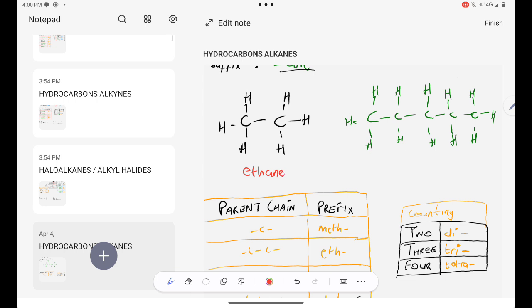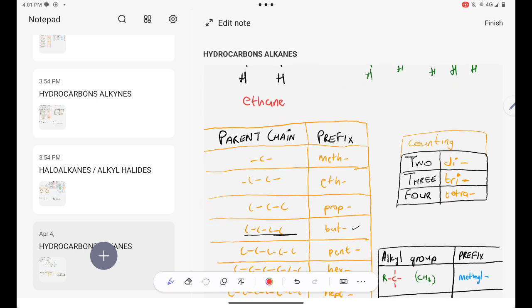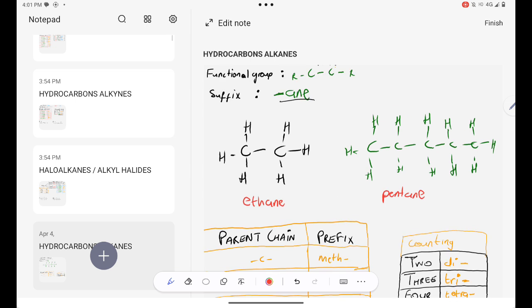And then for this compound over there, how many carbons do I have? I have 5 carbons: 1, 2, 3, 4, 5. If my longest chain has 5 carbons, my prefix has to be pent. So this will be pentane.